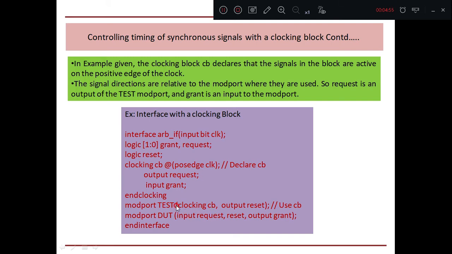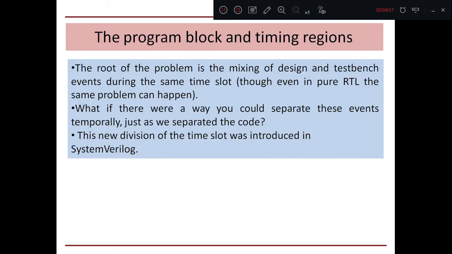The program block and timing regions. The root of the problem is the mixing of the design and the test bench events during the same time slot.